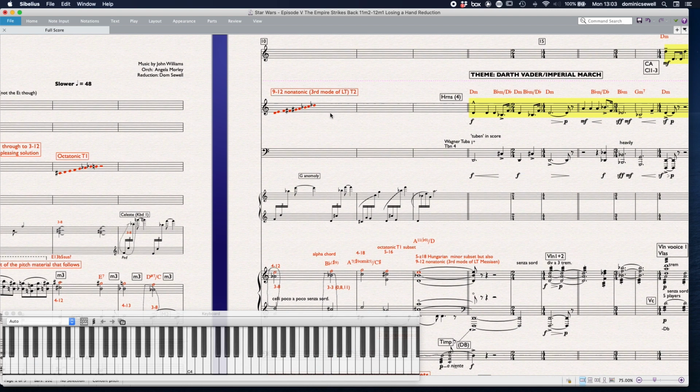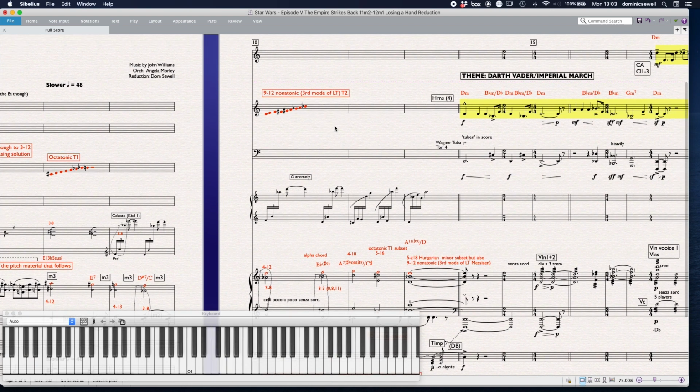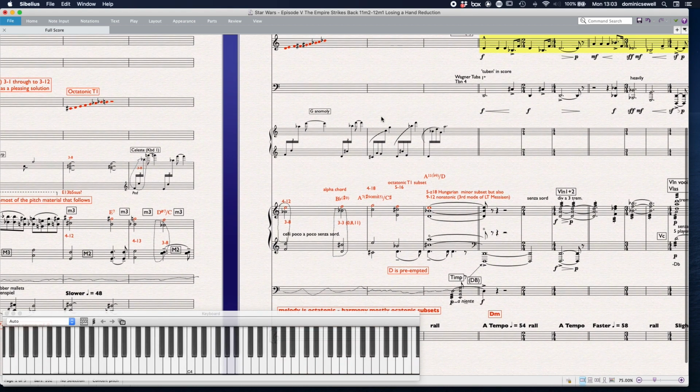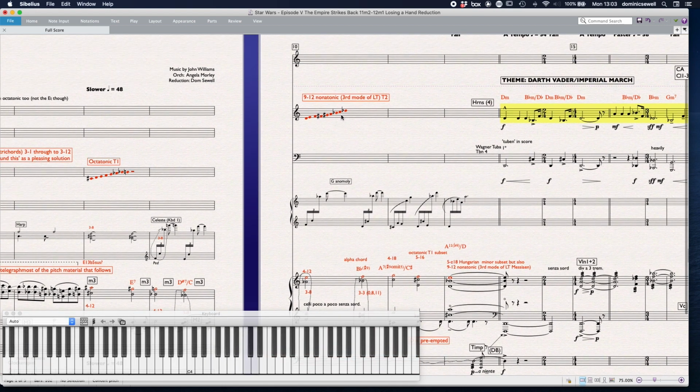There is a mode that occasionally crops up in John Williams, which you haven't really talked about at all so far, which is this nonatonic mode, a 9-note scale, but actually it's Messiaen's third mode of limited transposition. Basically it's just 2 semitones tone, 2 semitones tone, 2 semitones tone. Another symmetrical scale. But what's interesting is that it contains little octatonic subsets within it.